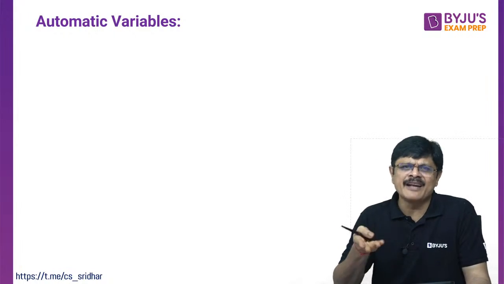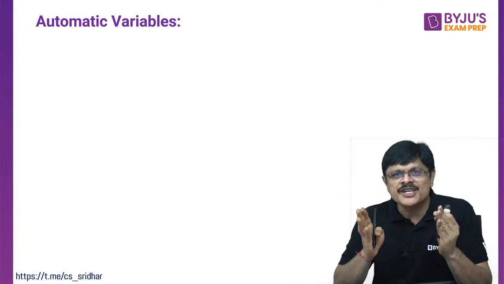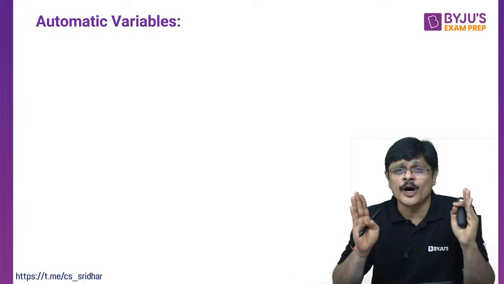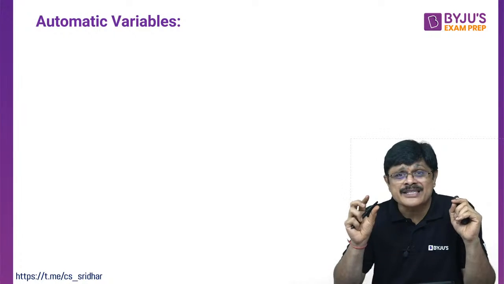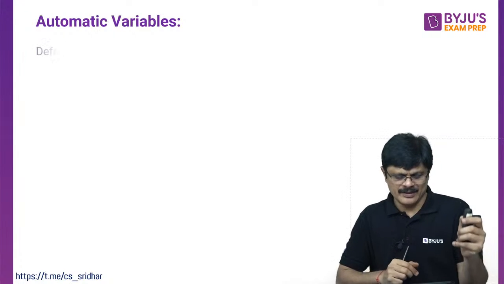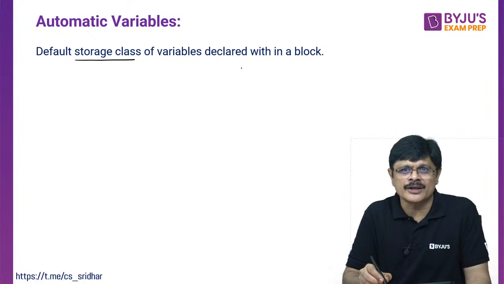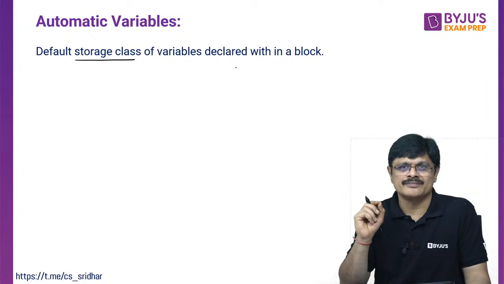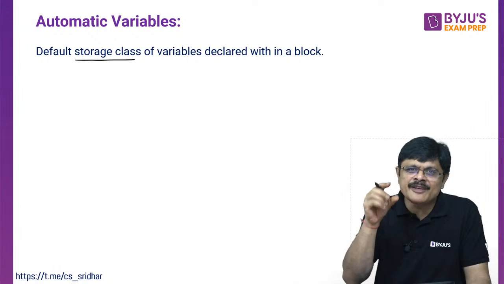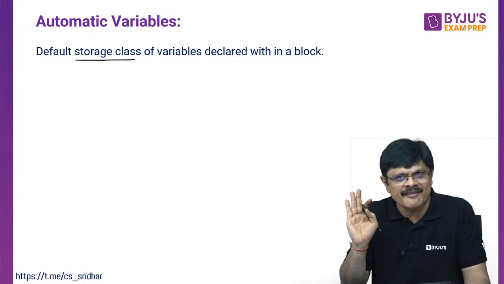Local variables: by default, any variable defined within a function or within a block is a local variable, or an automatic variable. And what is the keyword for this automatic variable? We use auto. The default storage class of variables declared within a block is auto. Even if you don't write auto, any variable defined within a block is by default an auto variable only, my dear friends. Am I clear?